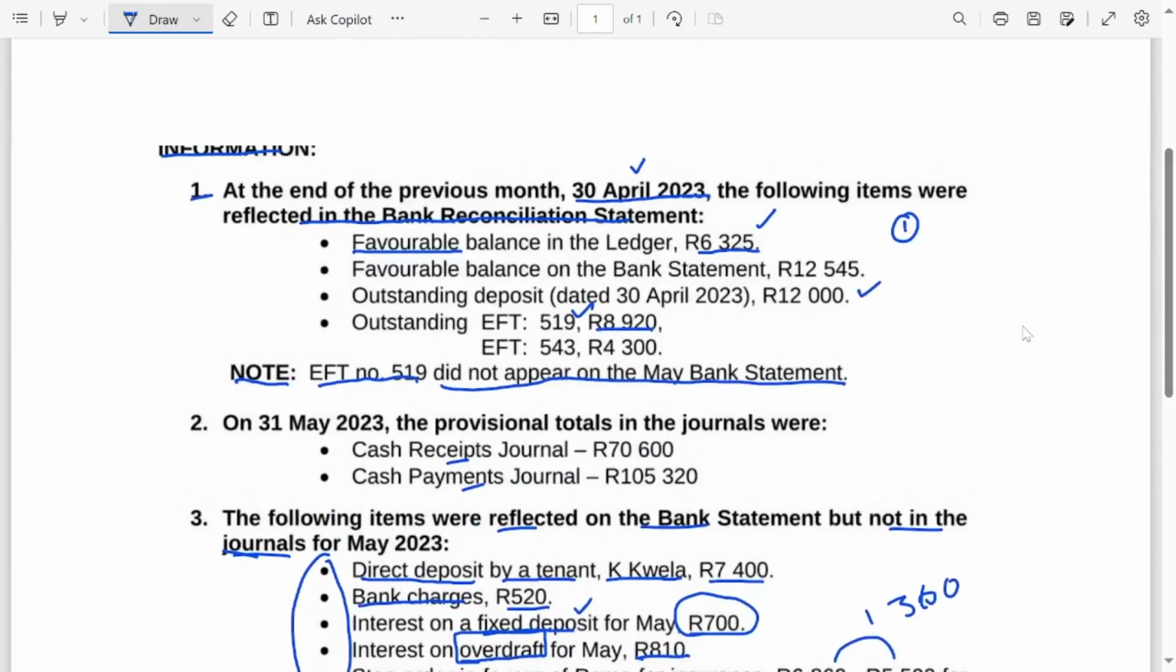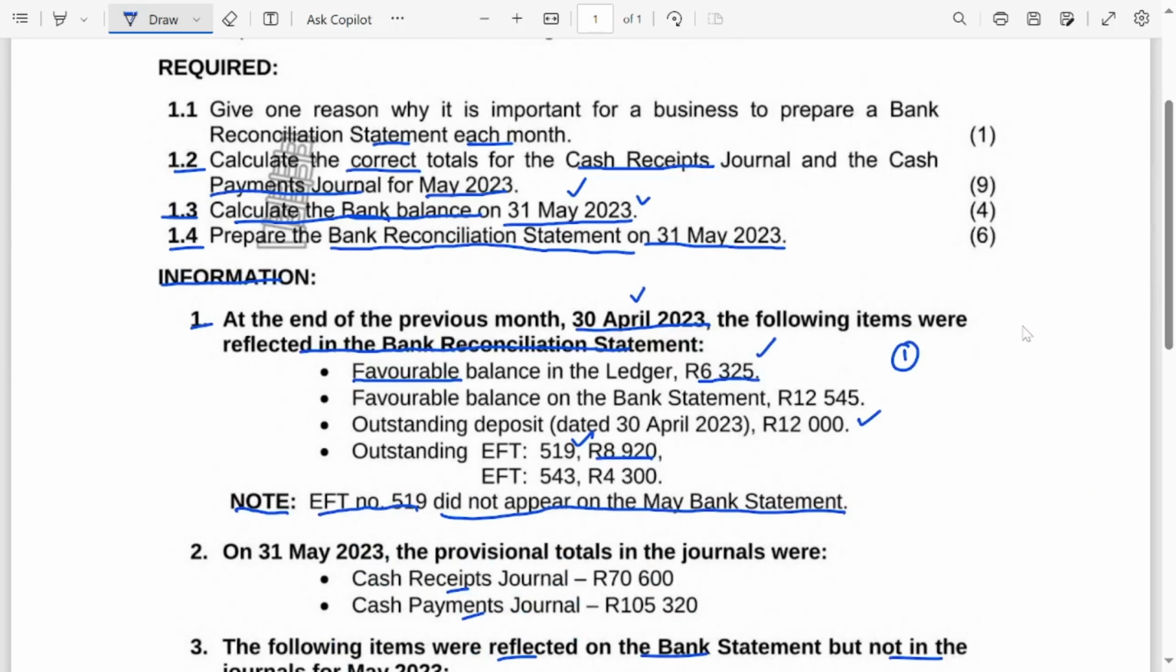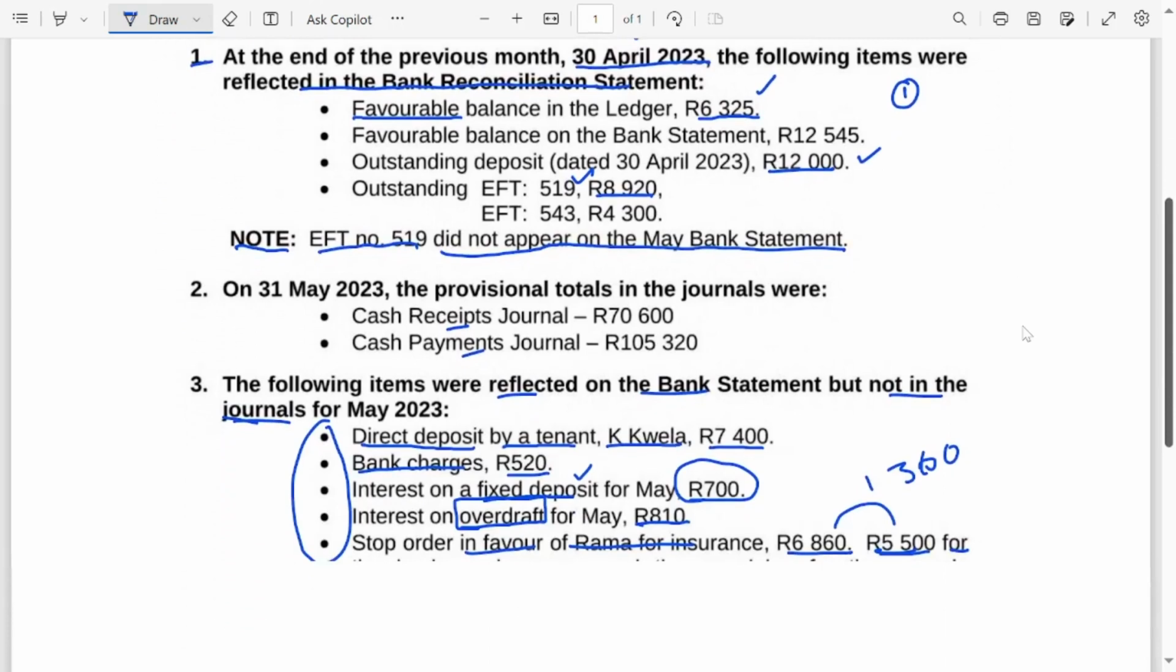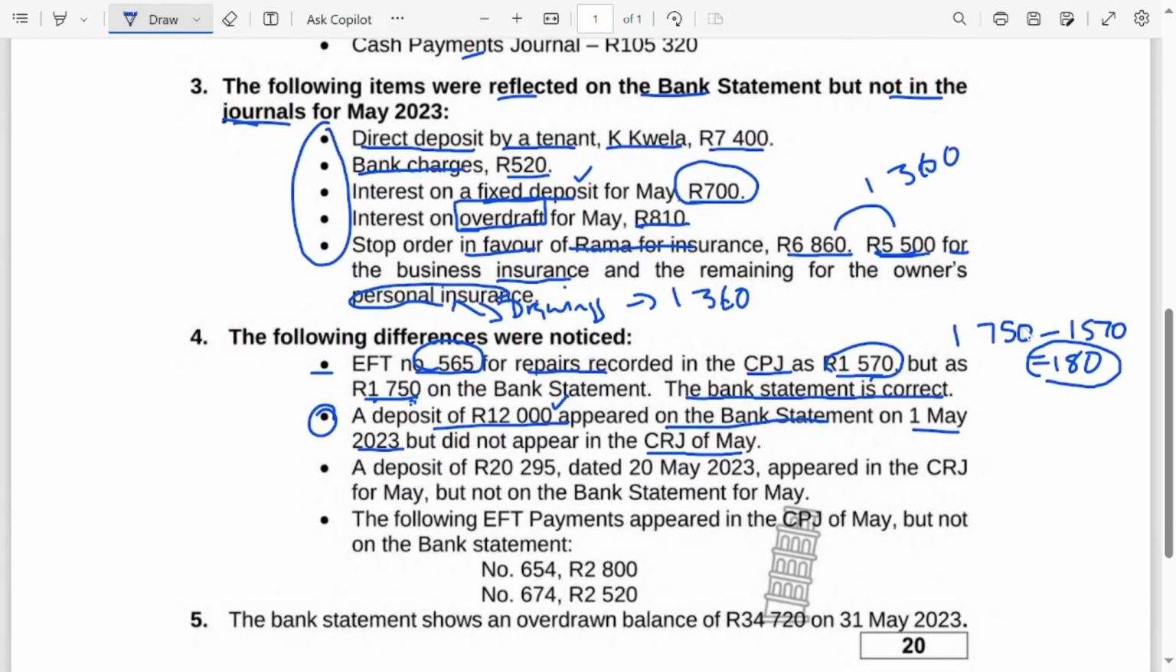Remember, the reason this 12,000 is here is because in April it was there in the journal, but it was not there in the bank statement. So that is why we recorded it here in the bank reconciliation statement. Now the problem is that in May it is seen as if it is not appearing in the CRJ, while it was already recorded in the previous month's CRJ, which is April. So we don't record this one.